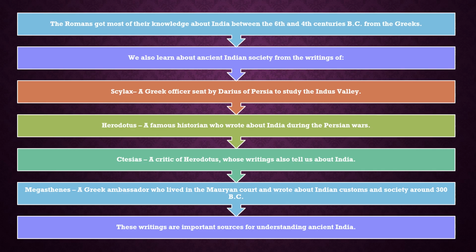Herodotus, a famous historian, wrote about India during the Persian Wars. Then Ctesias, a critic of Herodotus, whose writings also tell us about India. Then Megasthenes, a Greek ambassador who lived in the Mauryan court. He wrote about Indian customs and society around 300 BC. So these writings are important sources for understanding ancient India. Which are those? Scylax, Herodotus, Ctesias, Megasthenes, and the Romans also help us for that.